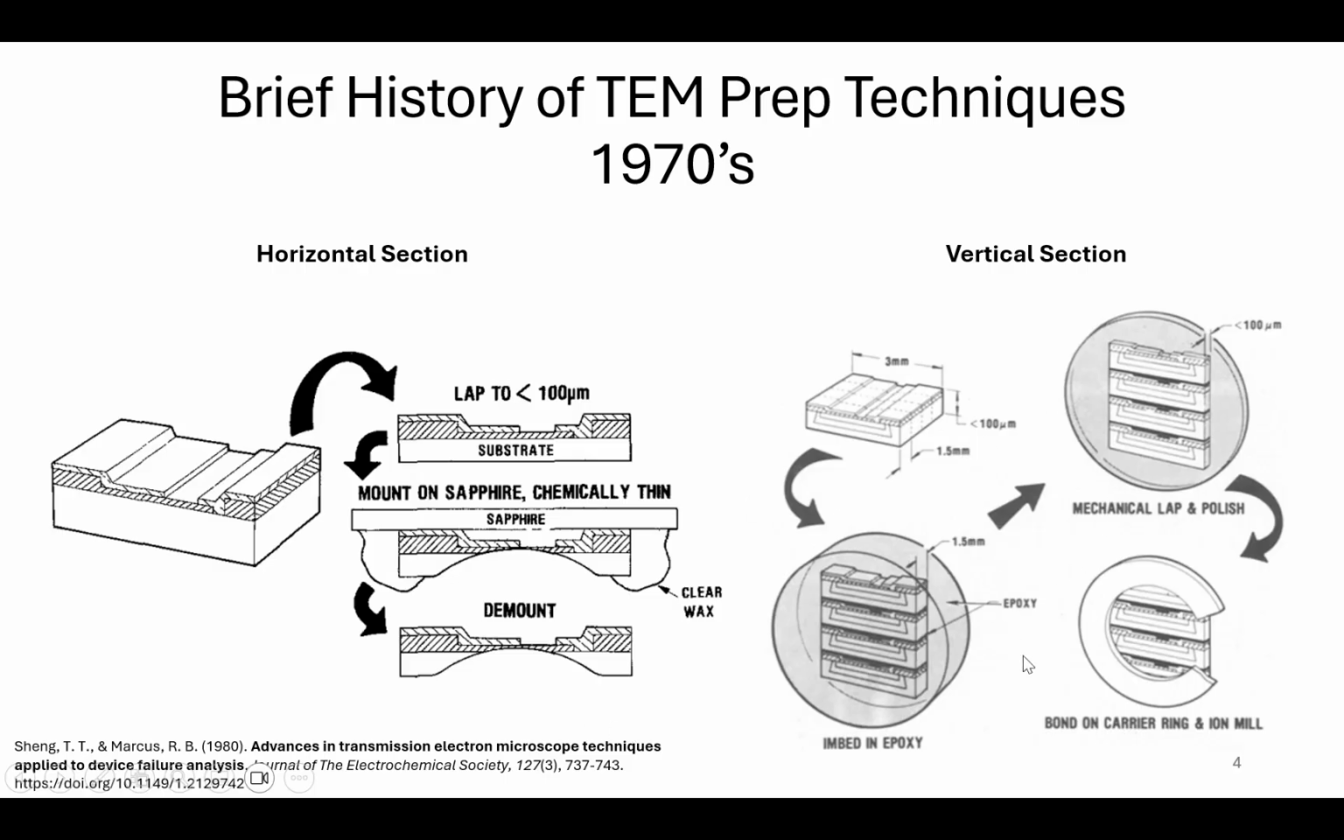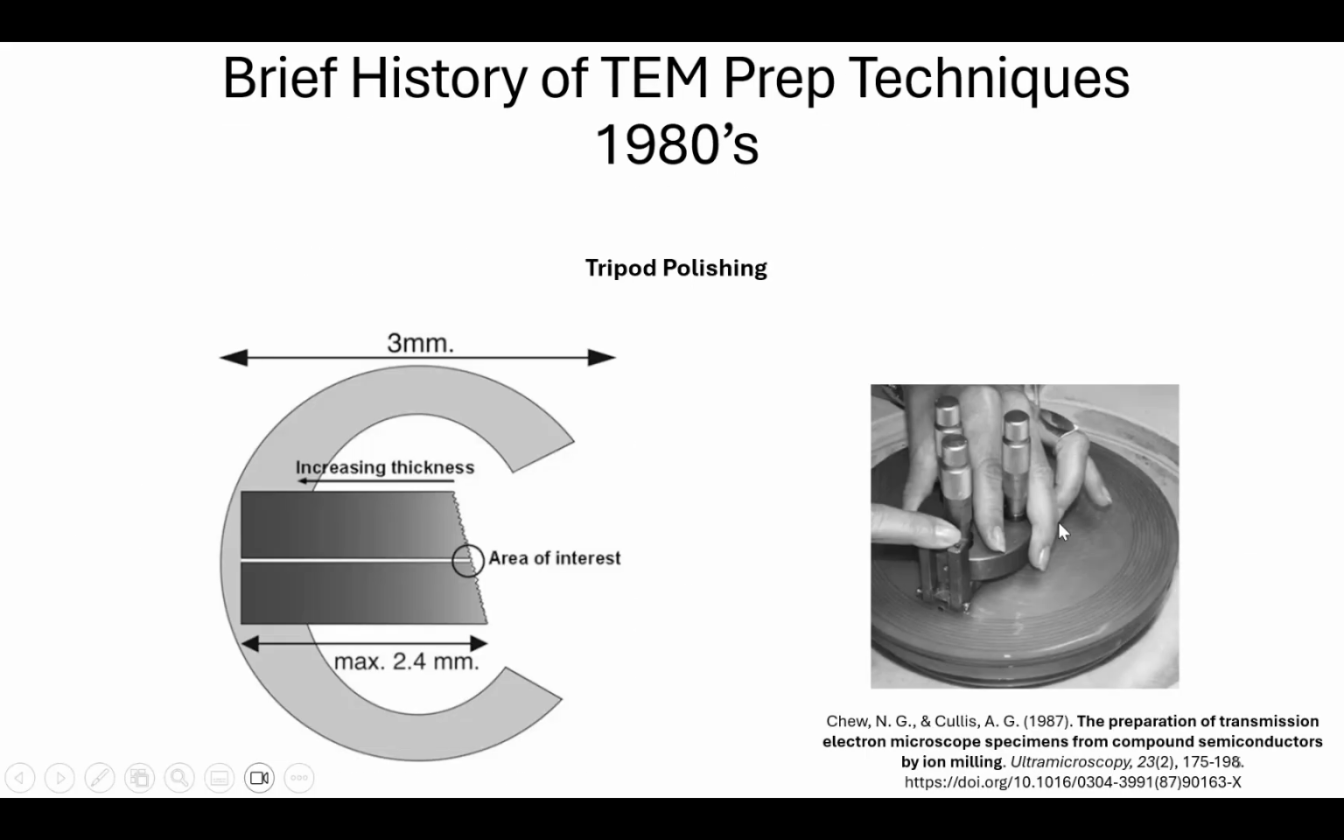And another technique that was used in the 70s was to embed the whole sample in epoxy and mechanically polish it with grit paper until it's about 100 microns thick. And then they would ion mill it until a small hole opens up. And again, that taper around the hole is thin enough for TEM.